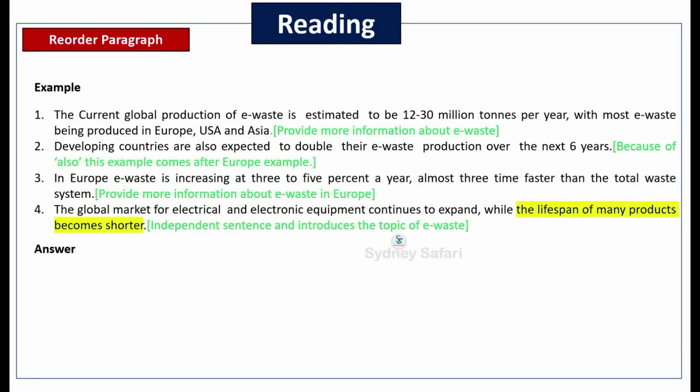If you see here, there are 4 sentences, and the last one, the yellow one, the fourth one, is the independent sentence, which is actually pointing out e-waste. And e-waste is discussed in point number 1, with more information about that. After that there are 2 examples: in developing countries also, and in Europe e-waste is increasing. Because it is giving an 'also', it is coming after the third.